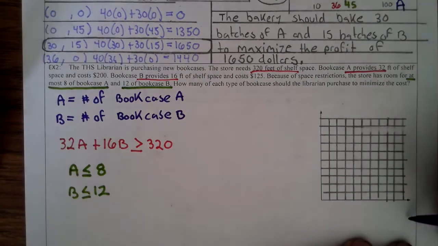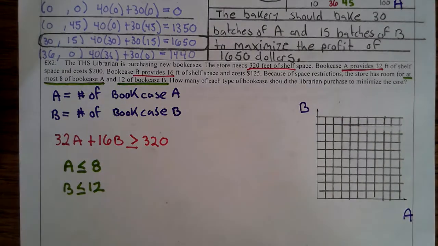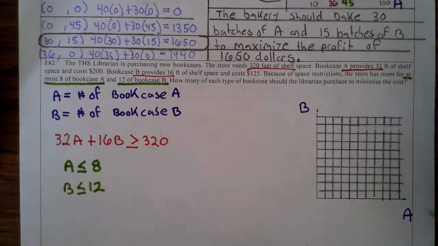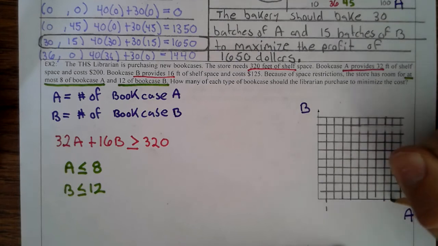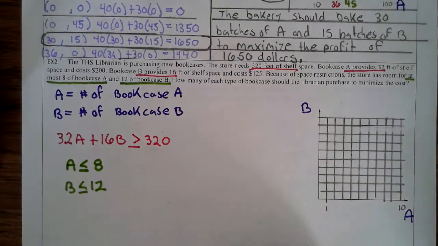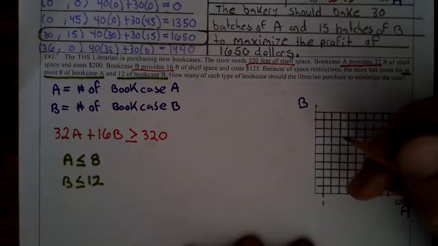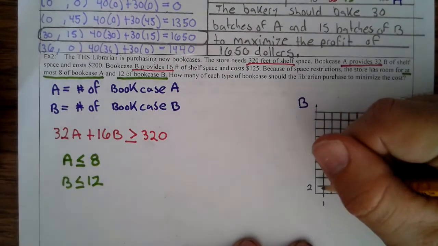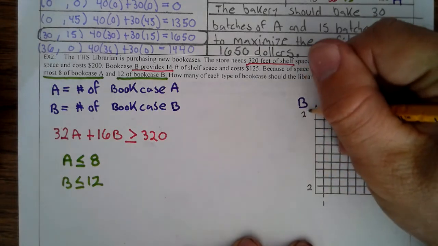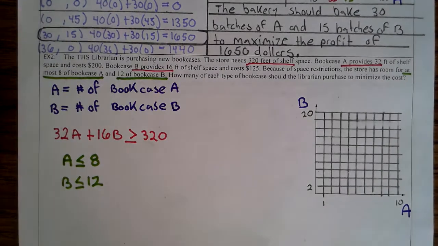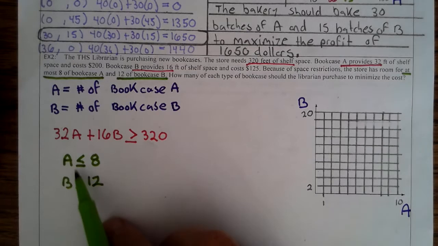So again, this is A, this is B. Now in this case, let's make the scale by 1. So 1, 2, 3, 4, 5, 6, 7, 8, 9, 10. And you want to fix up your lines so it's easier to use. And then let's count by 2 here. So 2, 4, 6, 8, 10, 12, 14, 16, 18, 20.